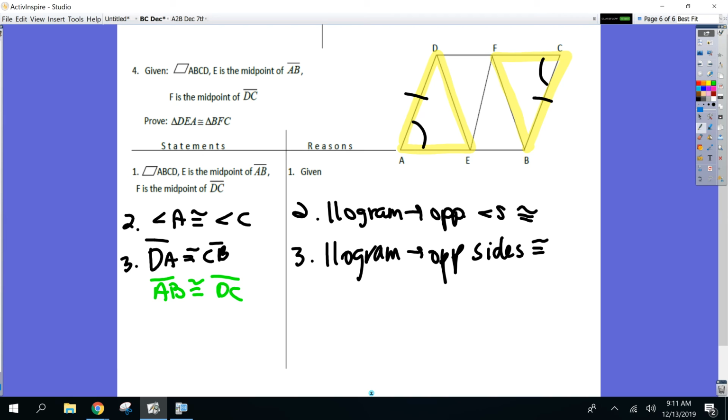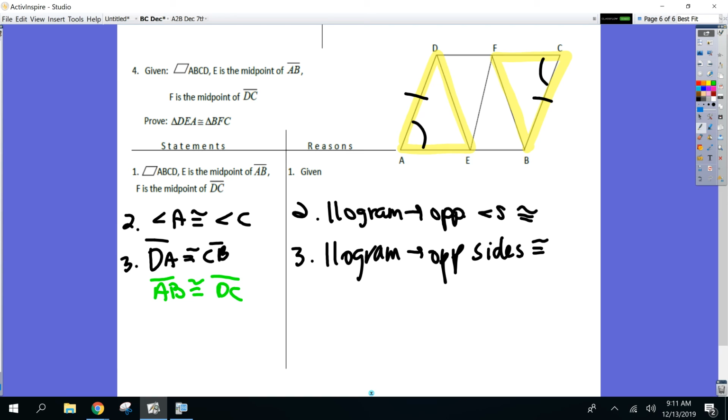Oh, boy. Yes, Jacob? Say that AE is half of AB, FC is half of DC, and then you do halves of equal quantities are equal. Welcome back to halves of equal quantities. Look at this stud. Yeah, good job. All right, ready?